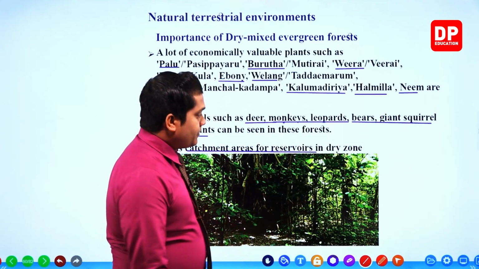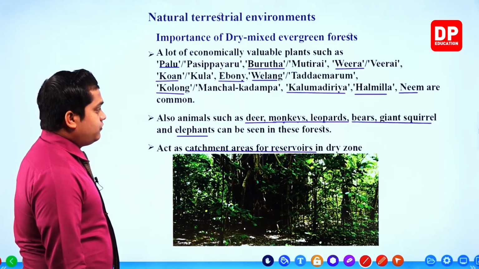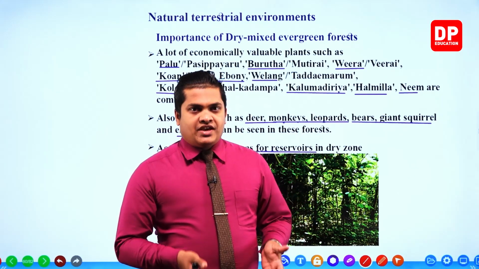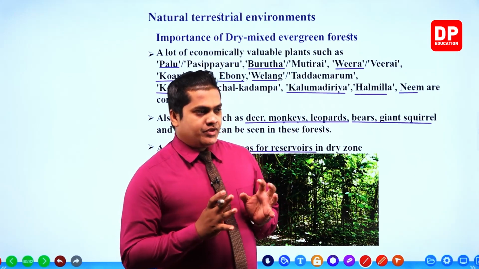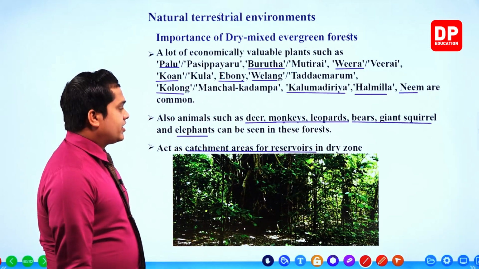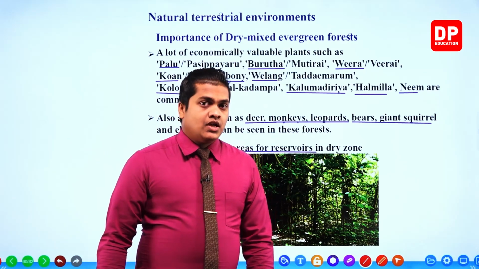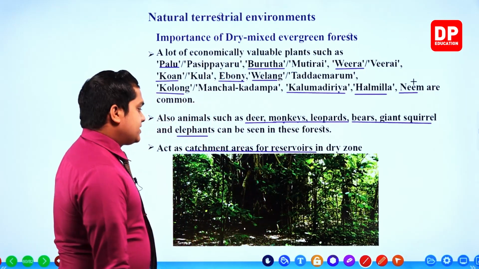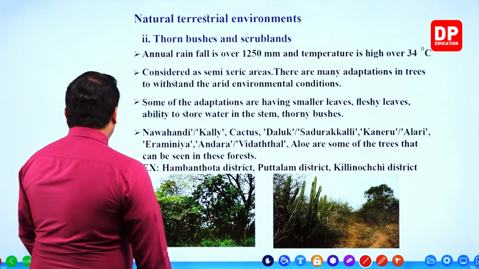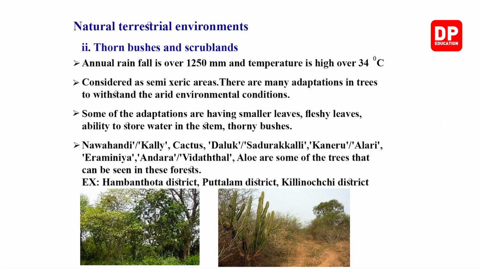Right then. So this is the third type of forest. My dear children, we have discussed all the things related to the third, which is the dry mixed evergreen forests, right? Now let's head on to observe the next type of natural terrestrial environments. The next type is thorn bushes and scrublands.